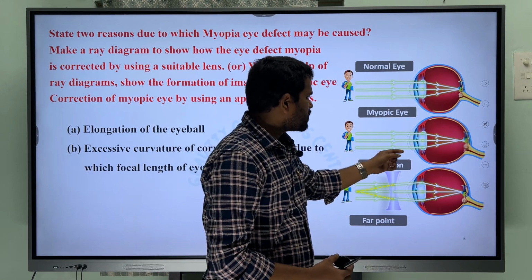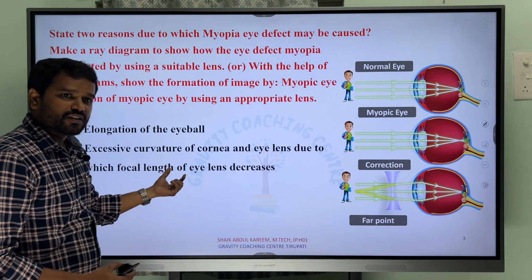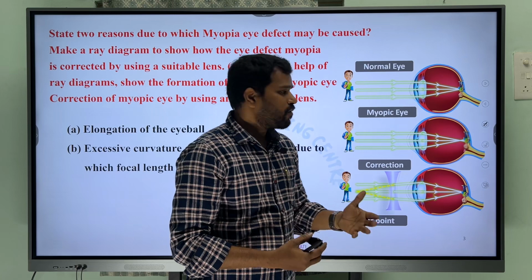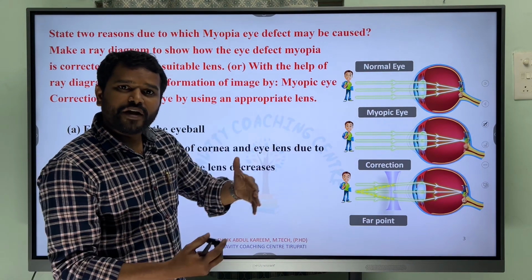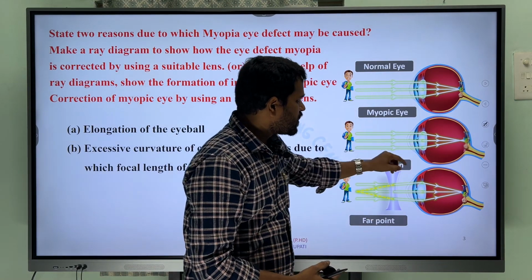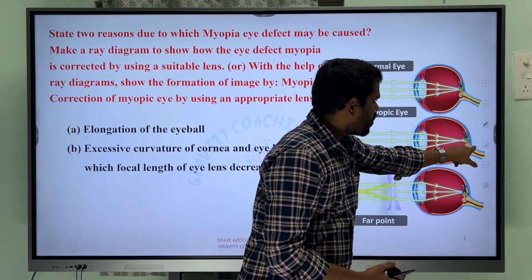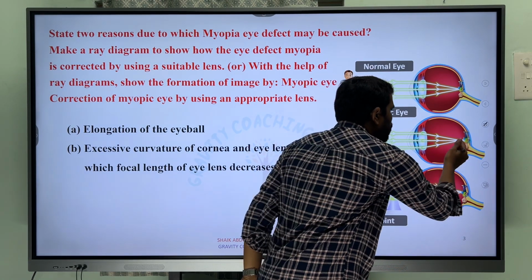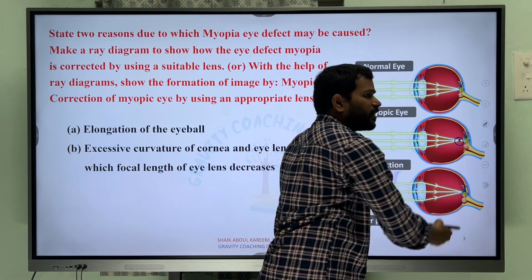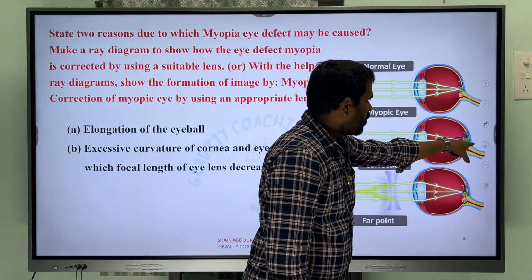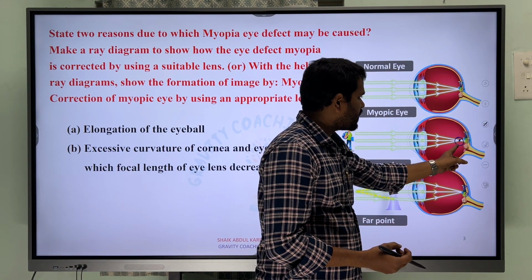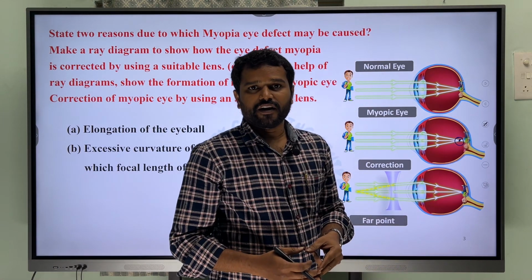What is actually happening is, due to excessive curvature, more curvature is there. This eye lens and cornea are having more curvature, due to which more bending is taking place. More the curvature, more bending of rays will take place, and instead of the image being on the retina, it is falling before the retina. You see, the rays are converged before the retina. If the rays are converged on the retina, you will get a sharp image. But since they are converged before the retina, the image will be blurred on the retina.